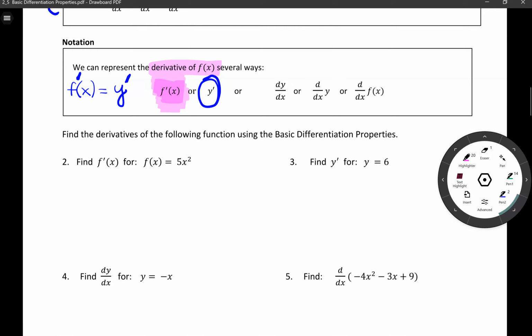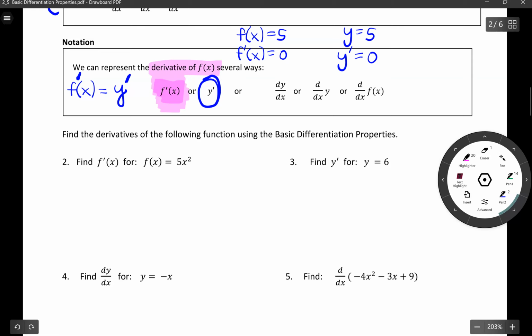So instead of giving you a function, so instead of saying if f of x equals 5, then the derivative of that function is 0, if they said y is equal to 5, then the derivative of y is 0. If they give it to you in equation format with a y equals, you do y prime. If they give it to you in function format with an f of x equals, you do the f prime. That's all that's saying. But then we have these more interesting ones over here.